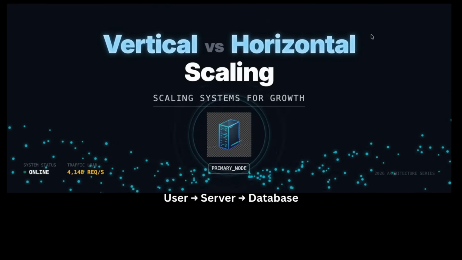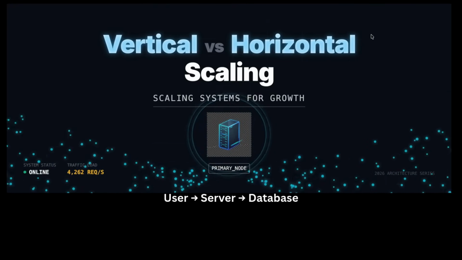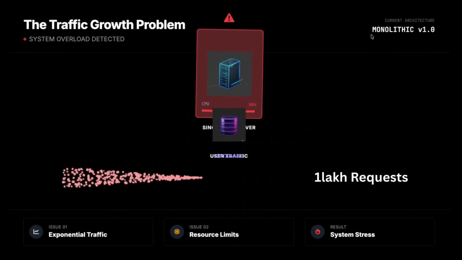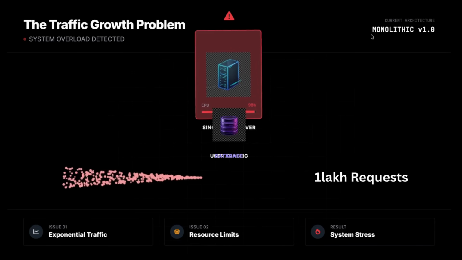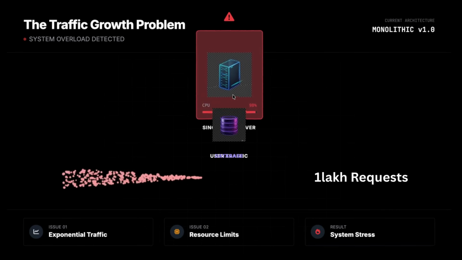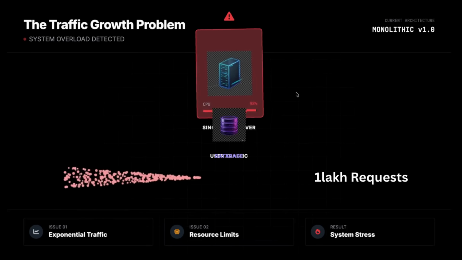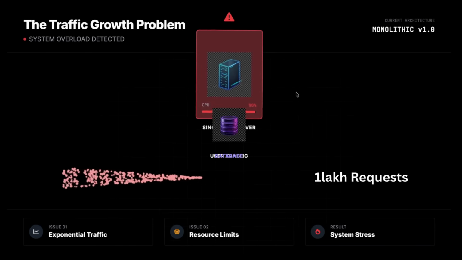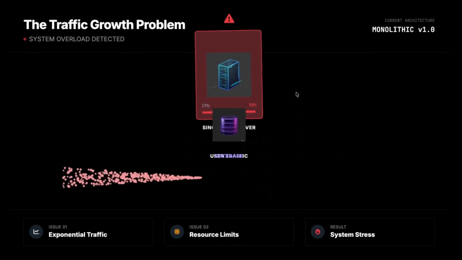Okay, but suppose the product becomes successful. So instead of 500 users, we have 50,000, 1 lakh requests. Then the single server now needs to process far more work than before. The CPU begins working harder, memory consumption increases, and then disk and network usage grow. So eventually your server reaches its capacity, and it cannot process more requests after a certain point. So this is the moment when you scale your system, where scaling is a must.